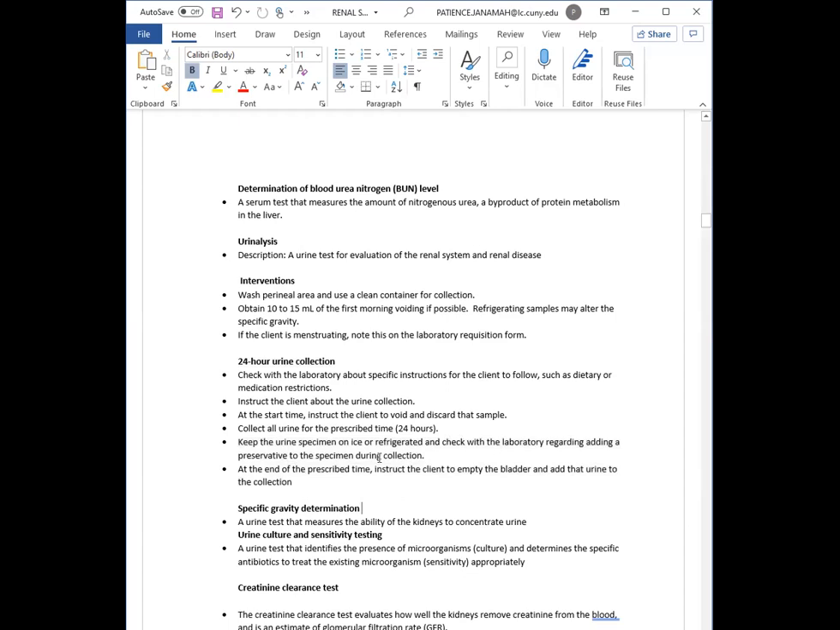So that's what NCLEX will catch you. So take notice of the wording. When they mention the words, you want to be able to take notice of those kinds of words. Now, specific gravity determination. How do we determine the urine specific gravity? That's the procedure I put there.